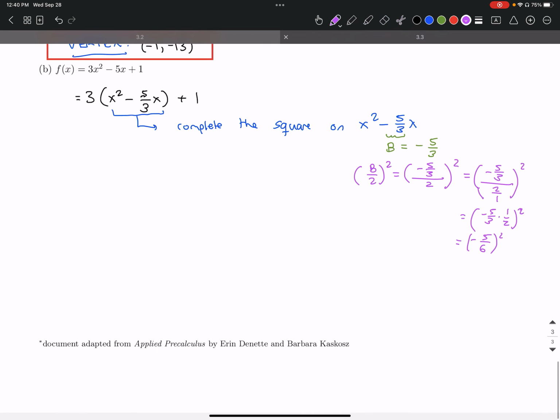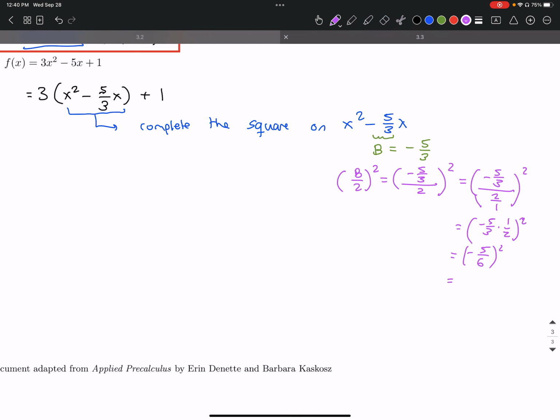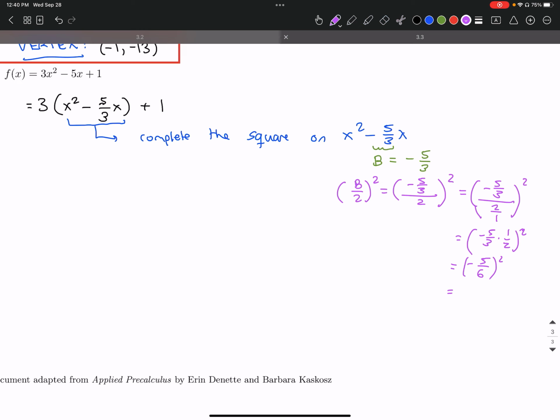When we square negative 5/6, the result is going to be negative 5 times negative 5 gives me positive 25. 6 times 6 gives me 36. So this is going to give me 25 over 36.